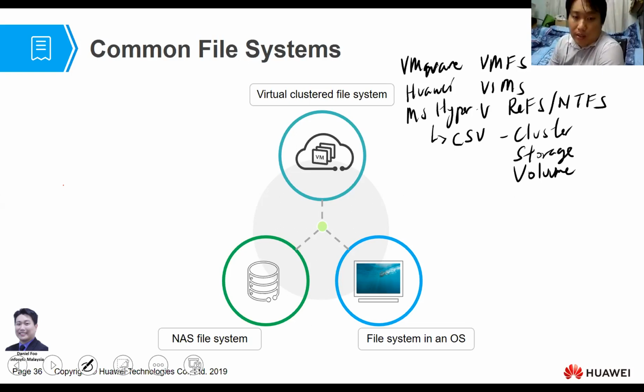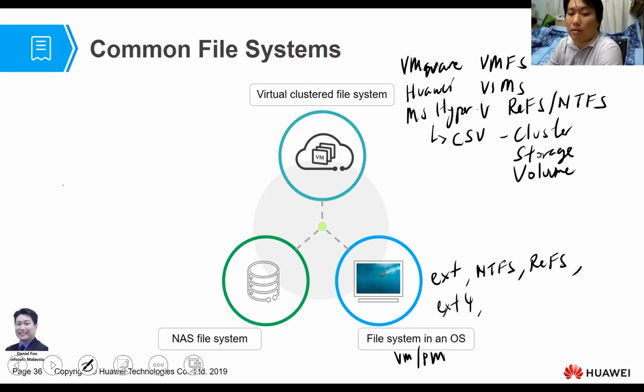So another thing on the file system for the operating system. So if you're looking into your virtual machine or physical machine, it will have things like ext, NTFS, ReFS, okay, ext4, then maybe some other formats in your operating system. So this is on the normal client OS part. Then you have the NAS file system over here. It will be shared using either CIFS or NFS solution, okay, using a NAS file system.